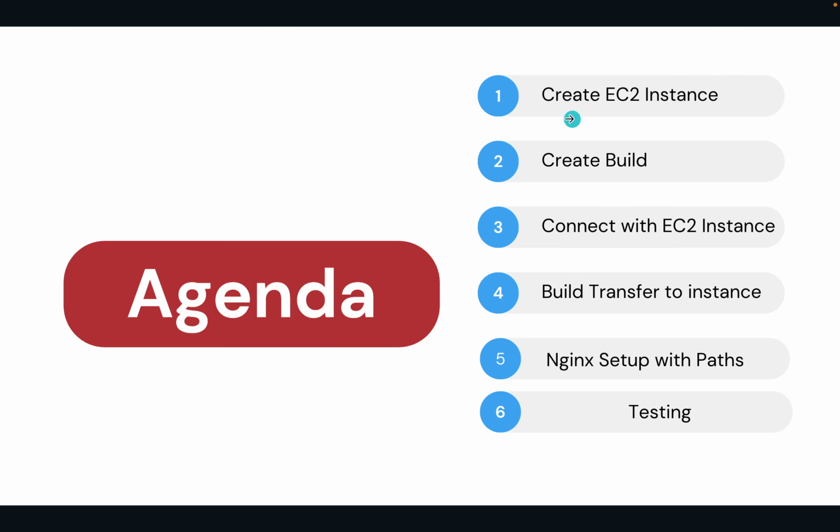First of all, we will create an EC2 instance. Then we will create a build of our Angular project. Then we will connect with the EC2 instance via SSH. Then we will transfer our build from the local machine to the EC2 instance. Then we will set up Nginx and some paths. Then we will do testing and check our website in the browser.